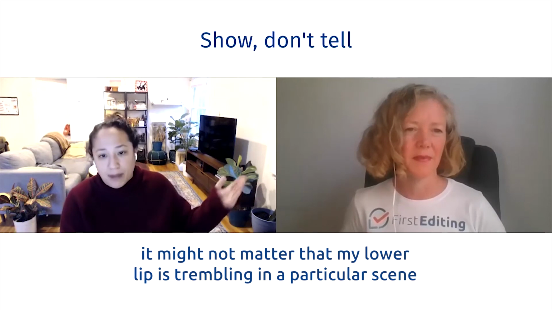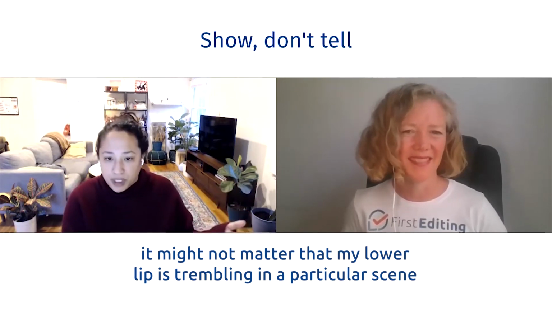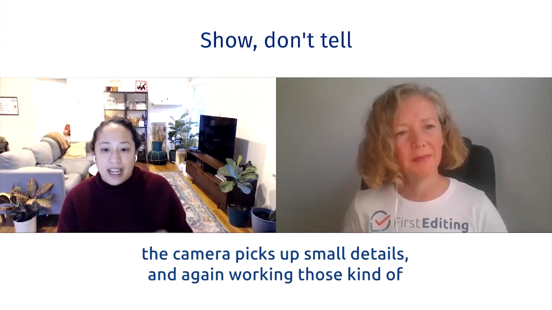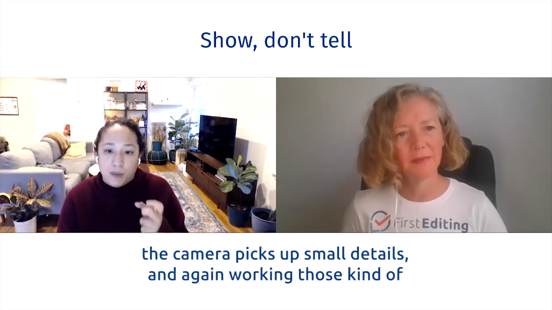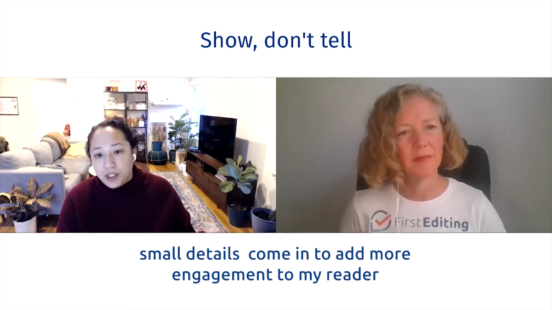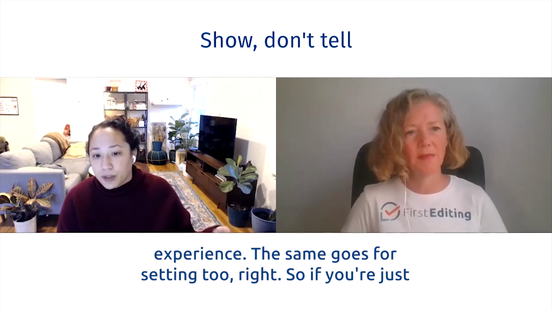So it might not matter that my lower lip is trembling in a particular scene, but you want to think about that. Where does it matter that the camera picks up small details? And again, where can those small details add more engagement to my reader experience? The same goes for setting too, right?